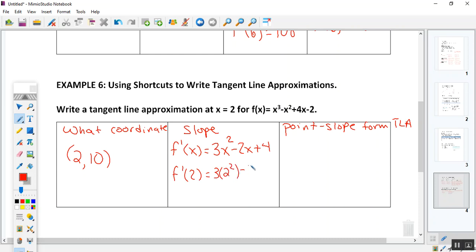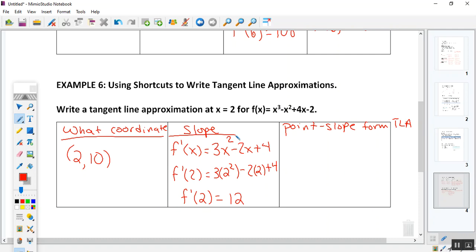So by plugging 2 in for the derivative, we're plugging in for x, what slope are we going to have at that point? See, that becomes minus 4 and plus 4, so that just leaves. So 2 squared is 4 times 3. I'm getting a slope of 12 when I evaluate that. Is that what you guys get? So f prime of 2 is equal to 12. We know we're passing through which point, kids? We know the slope at that x value of 2 is going to be what?